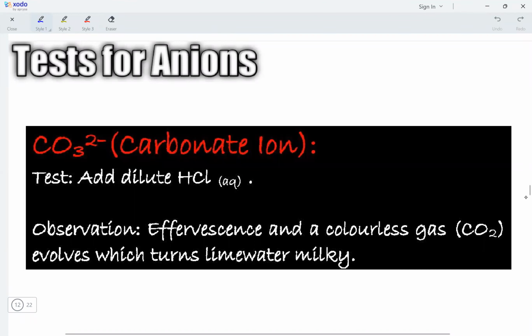Continuing on with the test for anions, the next anion that we are testing for is carbonate. Now, the formula of the carbonate ion is CO3 with a charge of -2. And the test for carbonate ions is the same test that we perform for acids. When we add an acid into a solution or a solid containing carbonate ions, we would end up with effervescence.